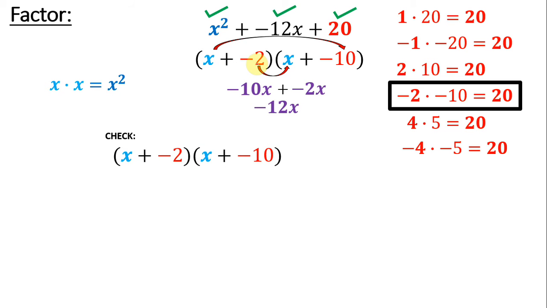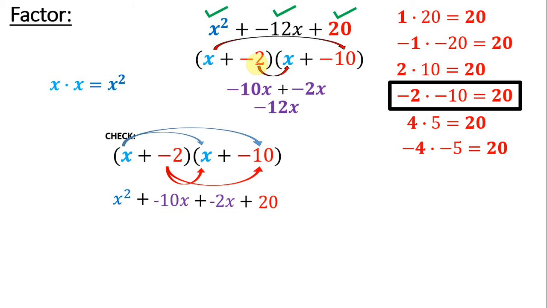We can check this to see if we did this correctly by foiling this, or by multiplying these binomials together. X times x gets me x squared. X times negative 10 gets me negative 10x. Negative 2 times x will get me negative 2x. And negative 2 times negative 10 will get me positive 20. I'll combine like terms, and I will get x squared plus negative 12x plus positive 20.